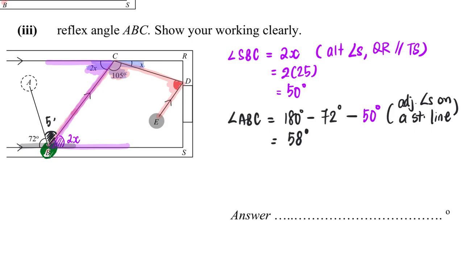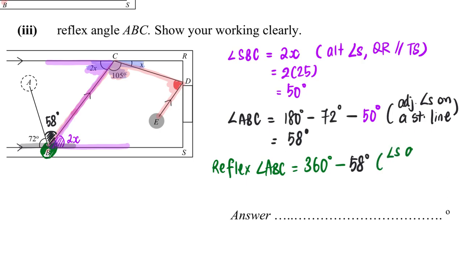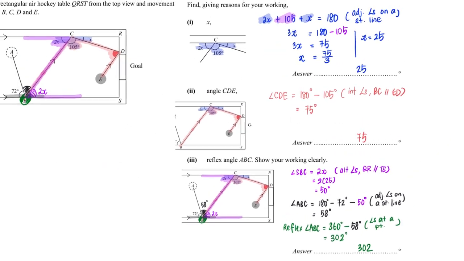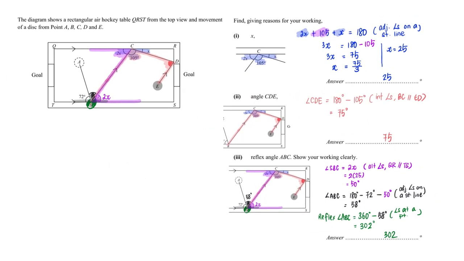Now that I know this is 58, then I will be able to get my reflex angle ABC, the green color, 360 minus 58, because they are angles at a point. Yay! 302 degrees. And that concludes this particular question.